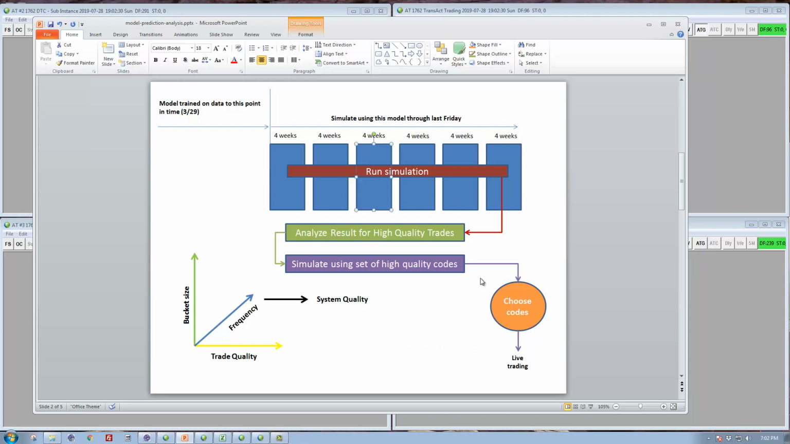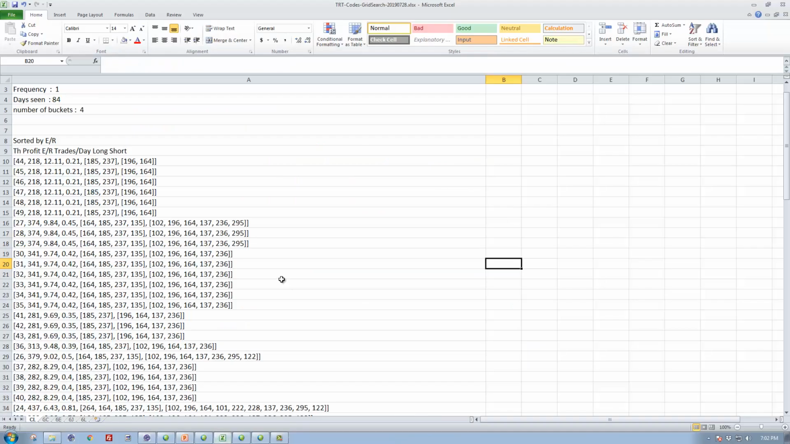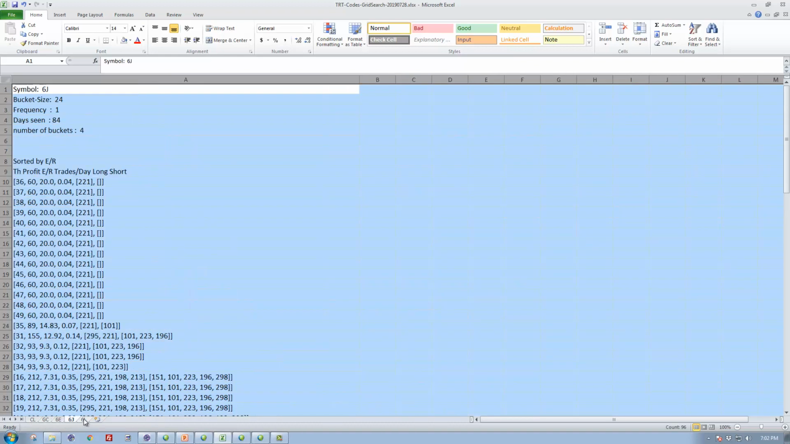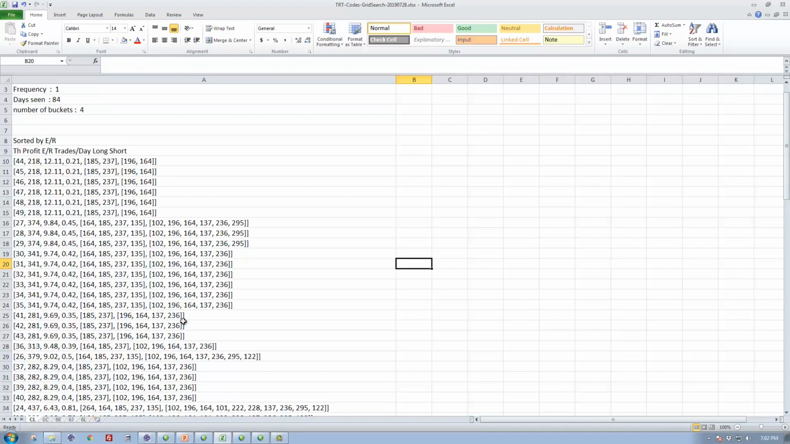And so based upon that, we're going to choose codes and then apply those to live trading. So let's look at the spreadsheet now, and I'll give you a sense of how it all plays out. This is a spreadsheet that you'll receive as a member in the weekly message. And down here are tabs for each of the different markets. So CL, GC, the euro during the U.S. session and during the London session, and then the yen.